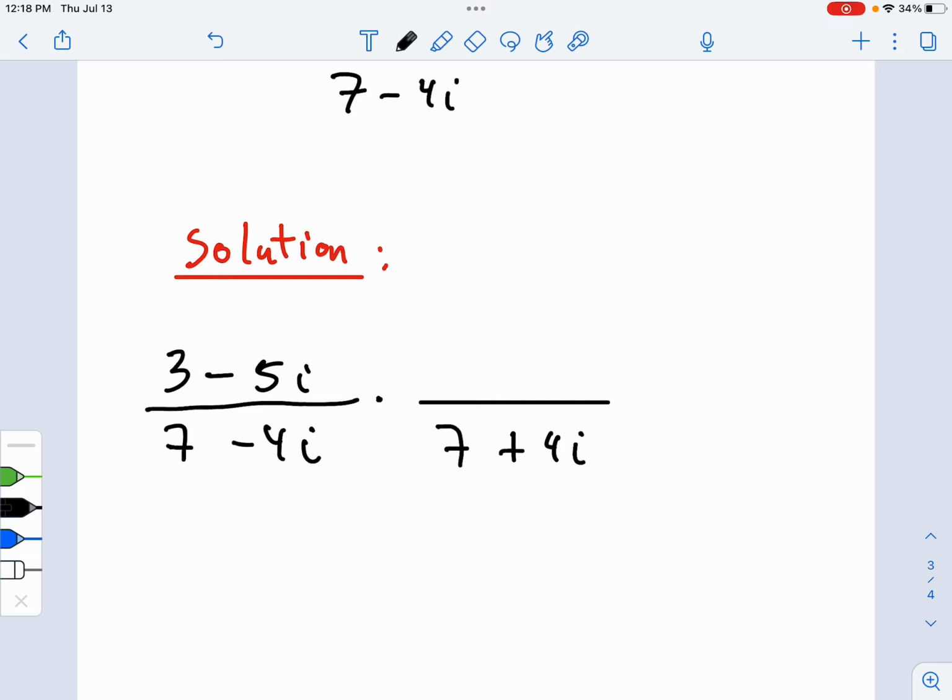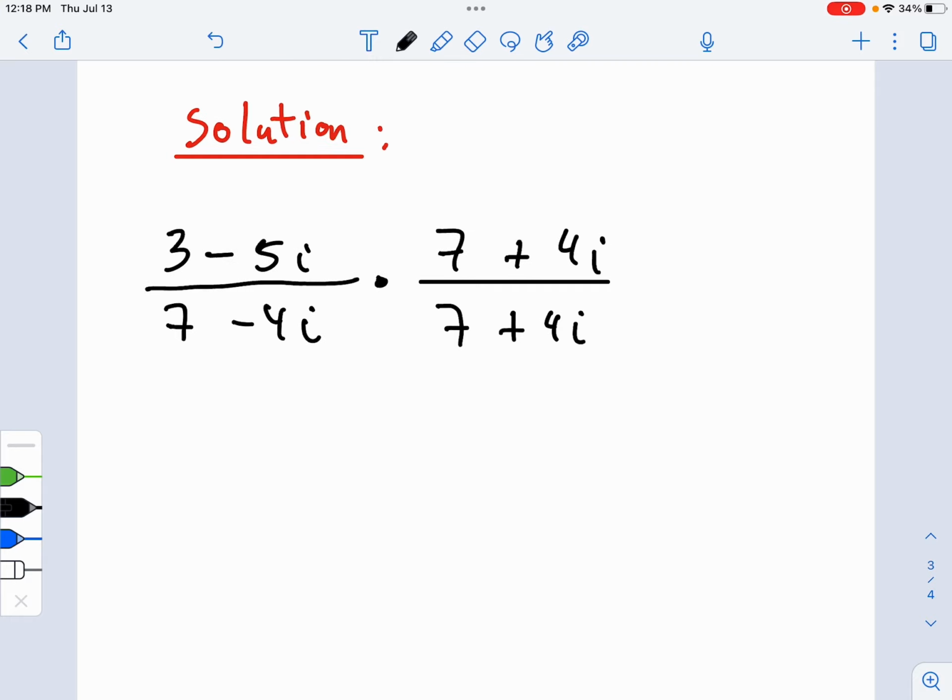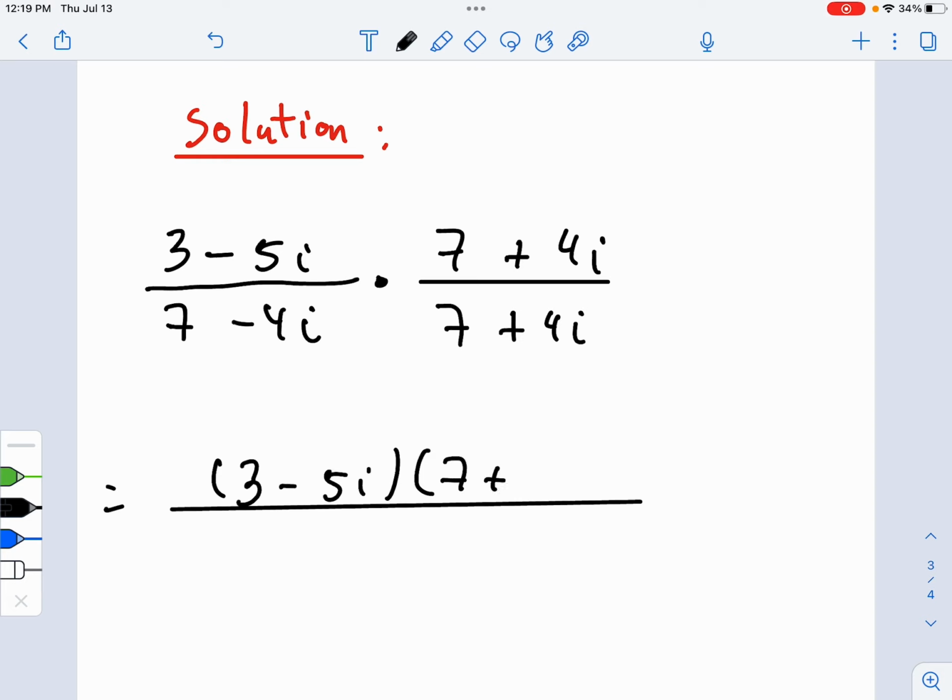And we're going to do that to both the denominator and the numerator, because if we just did it to the denominator, you'd change the problem around. Let me go ahead and rewrite this as 3 minus 5i times 7 plus 4i over 7 minus 4i times 7 plus 4i. So I'm making it look a little neater.